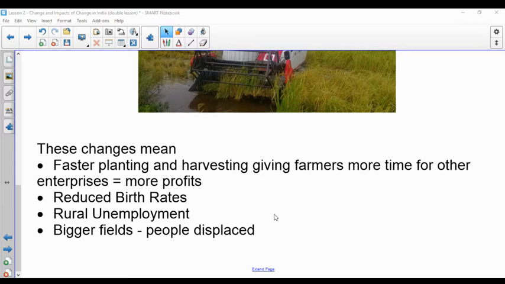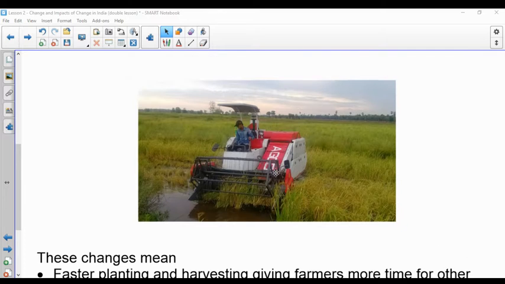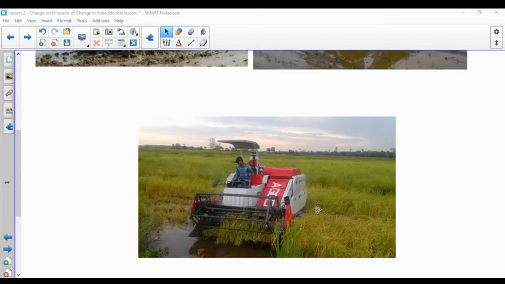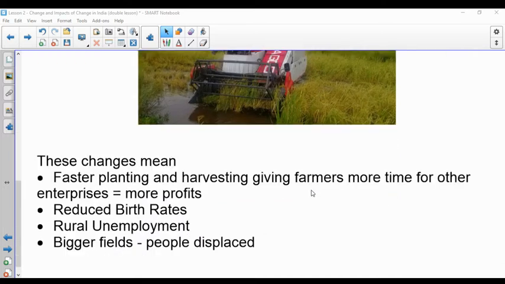So what have we got in this tutorial? We have got a description with some direct reference to some technological changes to do with machinery, both plows plowing the land, planters planting the rice plants quickly and efficiently, and harvesters harvesting the crops very fast. The impact of that is increased profits, reduction of birth rates, but also rising unemployment and people being displaced as farms grow in size. So you want to make sure you use these ideas to answer the two tasks of describing the changes in farming and explaining the impact that they have had.